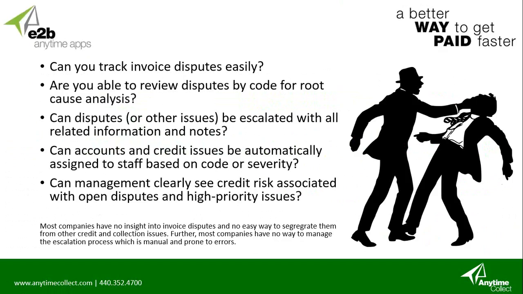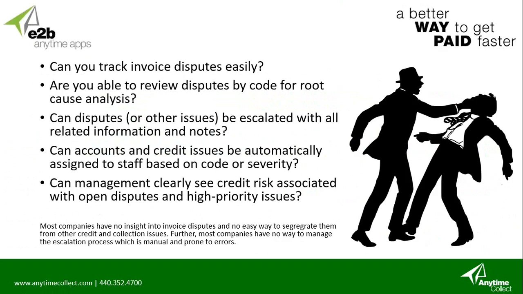Can accounts and credit issues be automatically assigned to staff based on a code or severity? This again goes back to reporting. So maybe I have somebody that only handles any dispute related to freight, right? They're the ones that are working with our shipping providers or our third-party logistics organizations, or maybe they're the ones that have a specialty within those types of areas within the business. So we can escalate things and have different reports based on severity codes related to an invoice dispute.